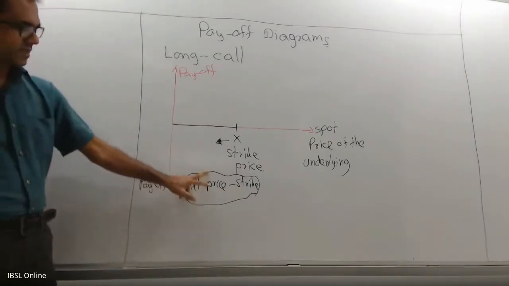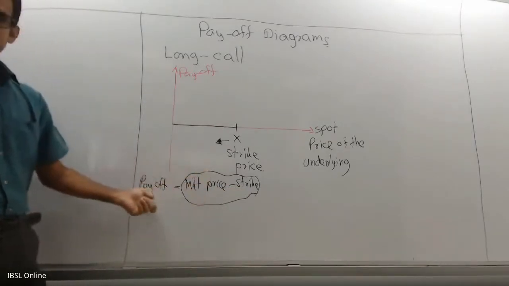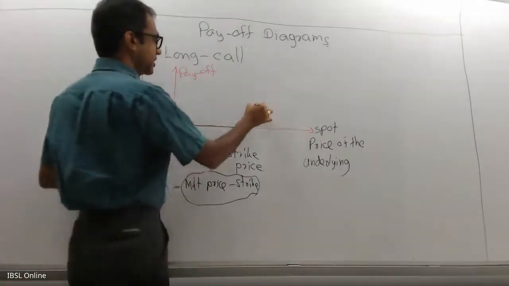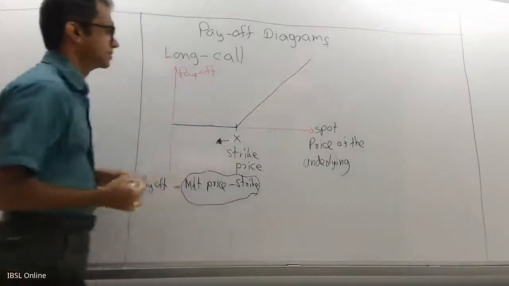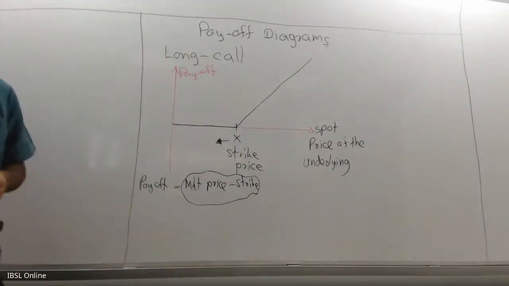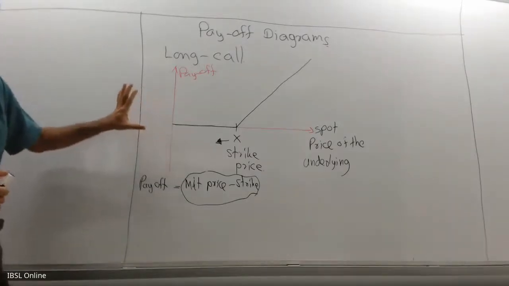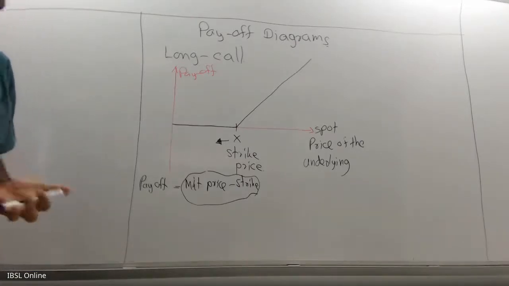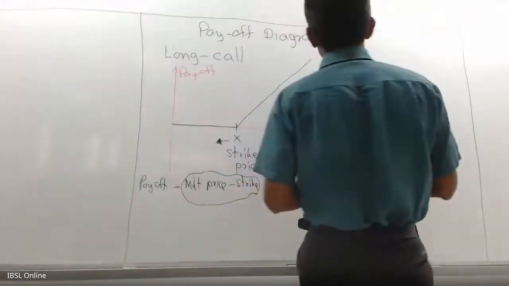So therefore, this is valid only when this is positive. So when market price increases, your payoff increases. So therefore, it will be a straight line like this. This is the payoff diagram for a long call option. What is the payoff diagram for a long put option?